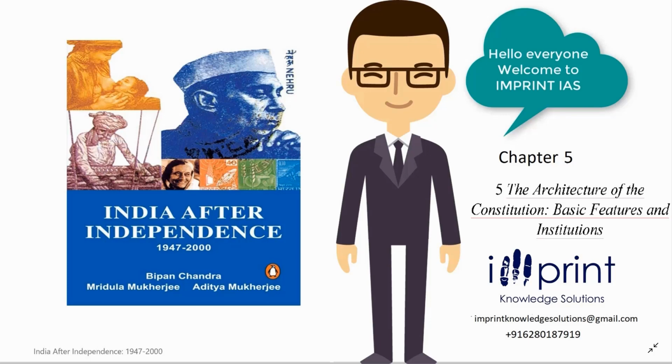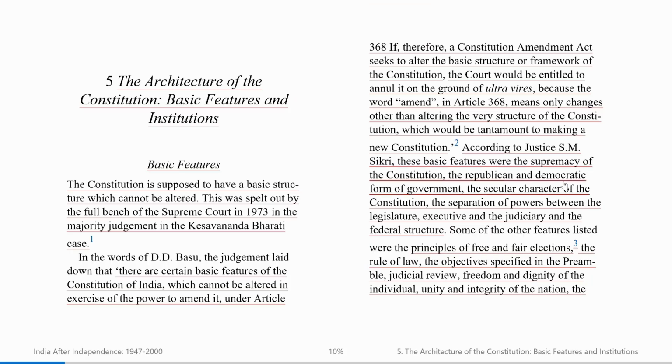We'll be looking at the state legislature and the Parliament. We'll be looking at what are the differences between them. We'll be talking about the Indian civil services and how it has played a role and why it was not dismantled. Right. So let's start. So the chapter number five, the architecture of the Constitution, basic features and the institutions.